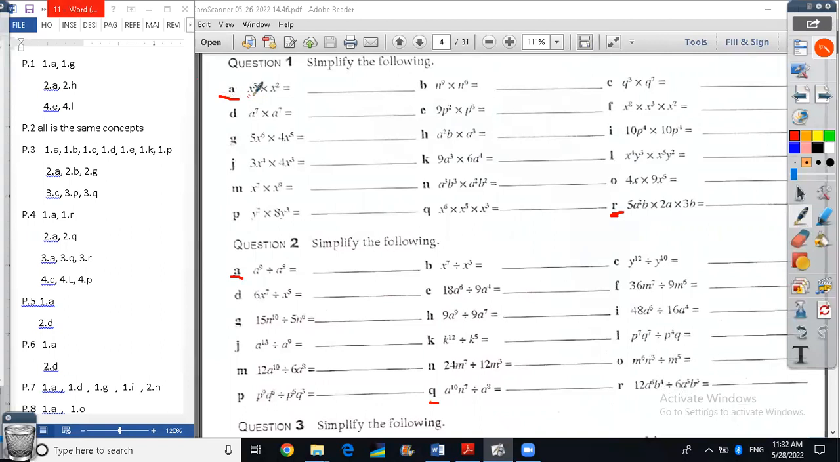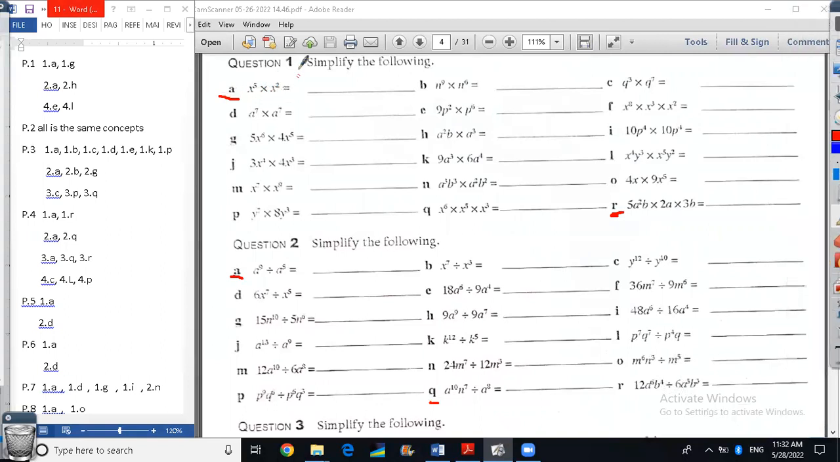All right, here, question A, x to the power of 5 times x to the power of 2. The same variables, the same bases, x and x, yes. So it's just going to be x, and we add the powers. To the power of 5 and to the power of 2 is going to be to the power of 7.